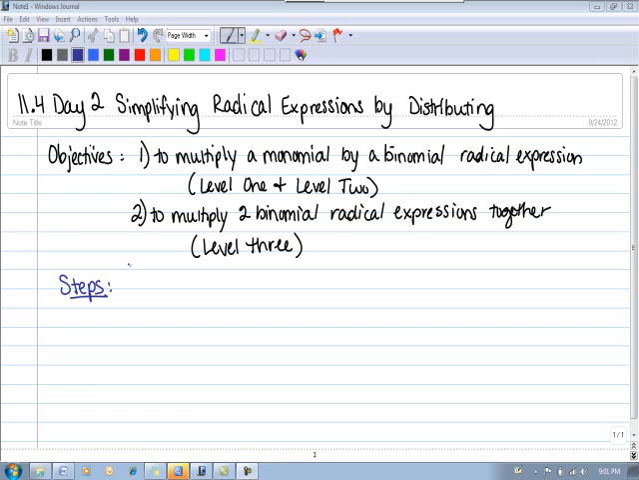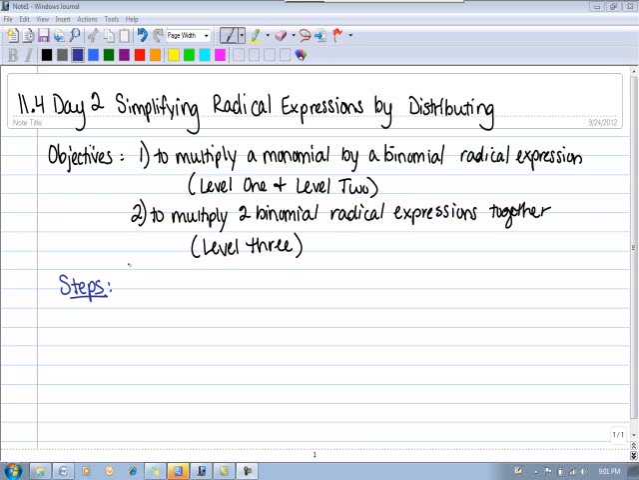These are level 1 and level 2 questions. All that means is that we're going to take one term and multiply it by an expression that has 2 terms. Okay, and then our second objective is to multiply 2 binomial radical expressions together. So two expressions that have 2 terms, and those are our level 3 questions. So those are definitely the harder ones that we're going to see.